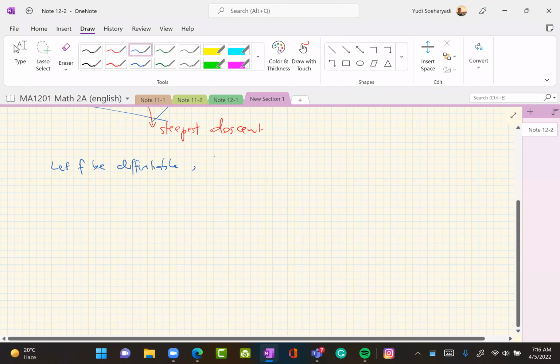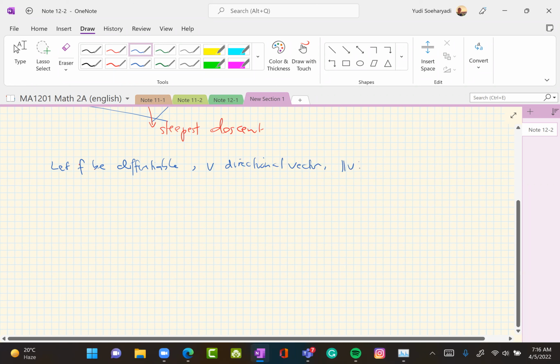And v is a vector, we call it a directional vector, with length 1. Okay. Then what we call the directional derivative of f at point a in direction v is the following, df dv. And this is v times the gradient of f.